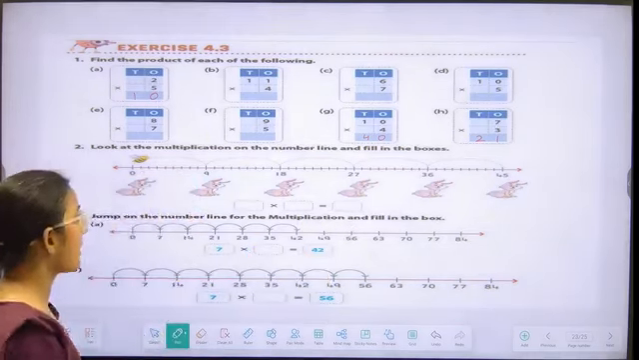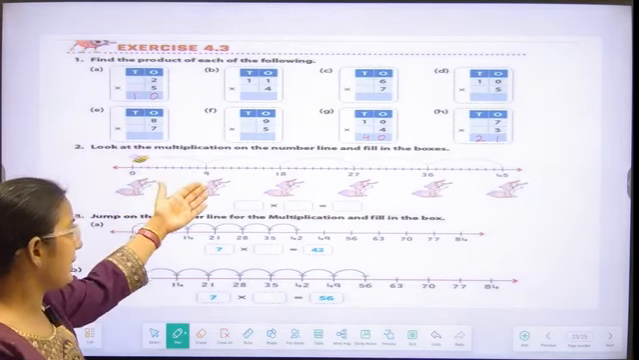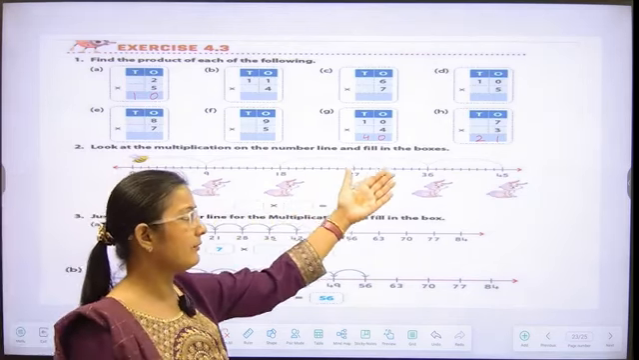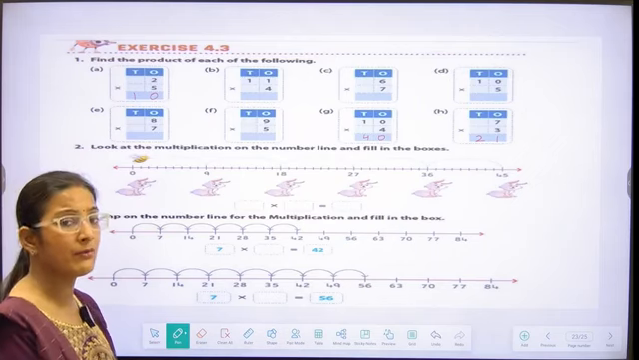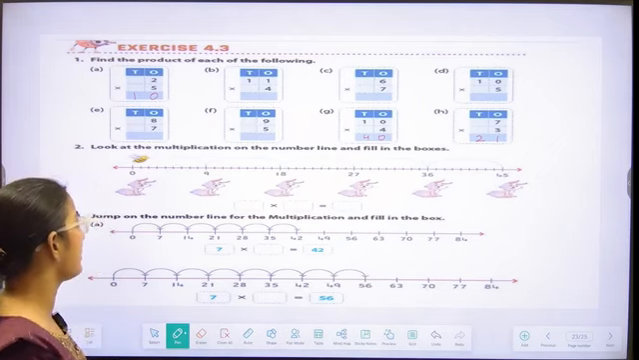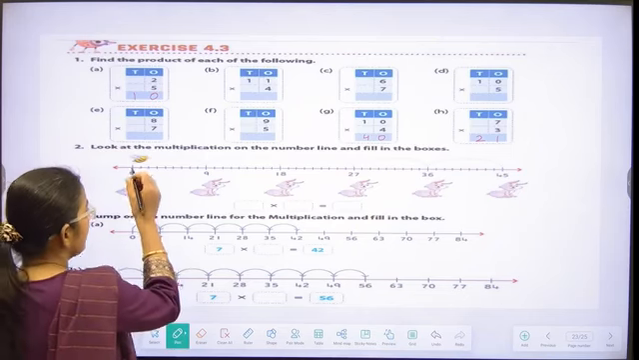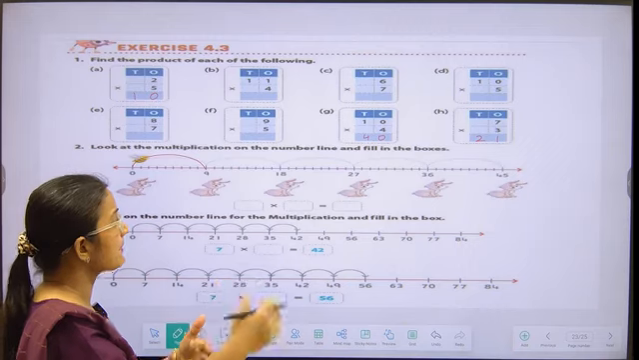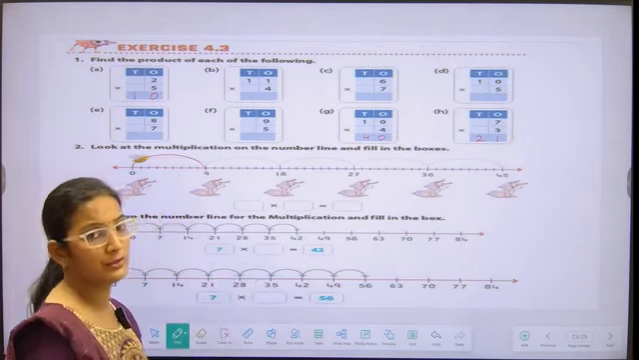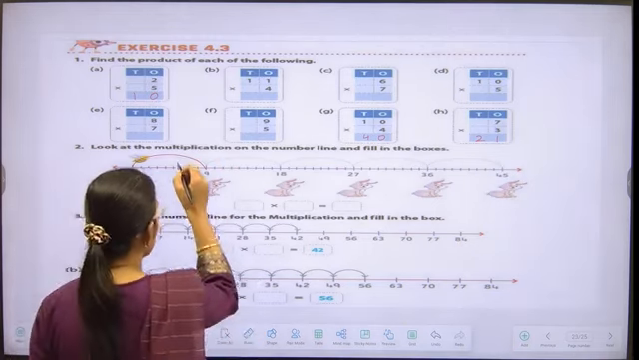Let's do the second one. Look at the multiplication on the number line and fill in the boxes. We have to do the multiplication with the help of the number line, students. So what we have seen, there's a butterfly. She is doing the jumps of 9, student. And how many times? Let's see.